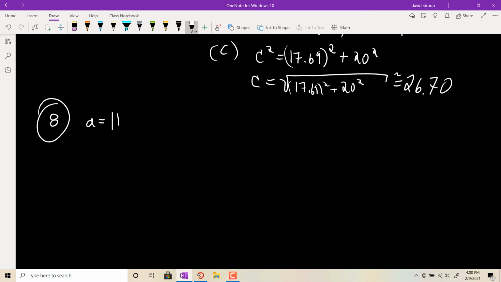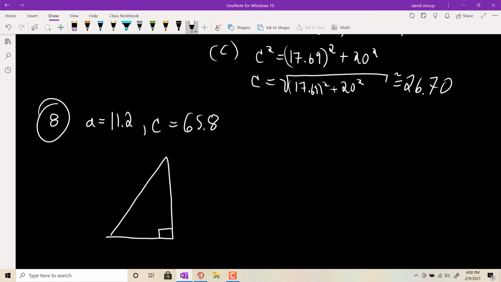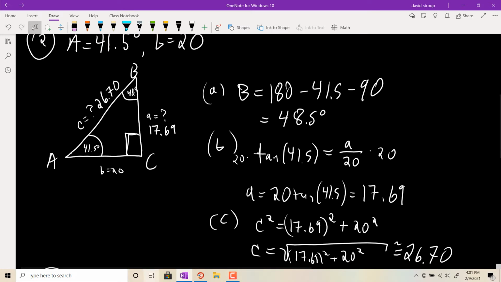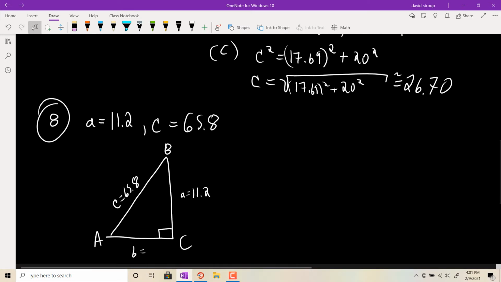A is the distance 11.2 units, and C is the distance 65.8 units. Let's get our triangle set up. Okay, so angle A, B, C. A is 11.2 and C is 65.8, and we don't know B. Okay. So what do I need? I need angle A, angle B, and side little b. Okay. So, rather than using A, B, and C, I got so many A, B, and C's floating around, let's go 1, 2, and 3.